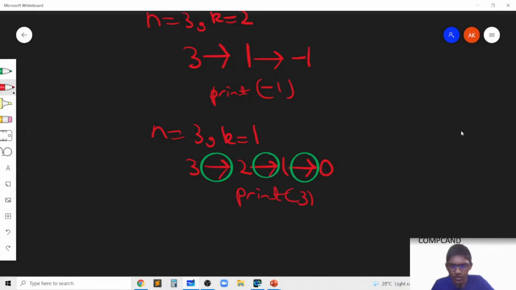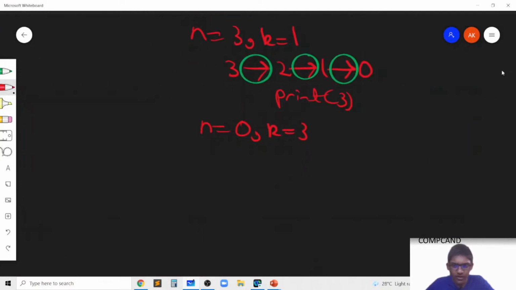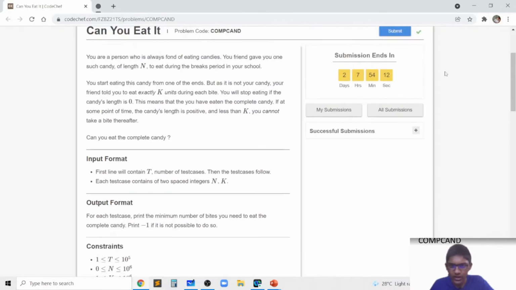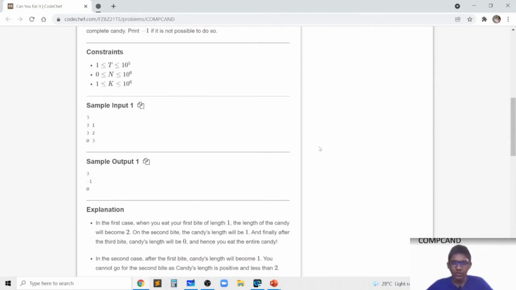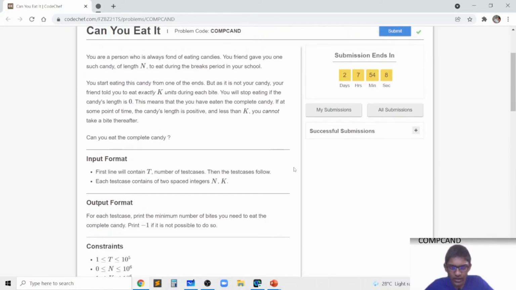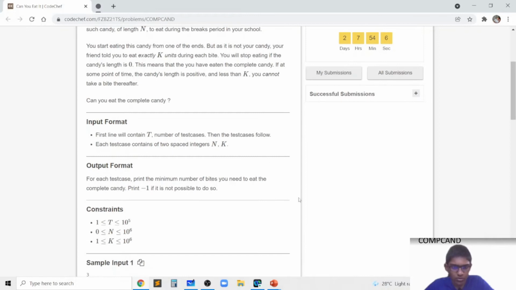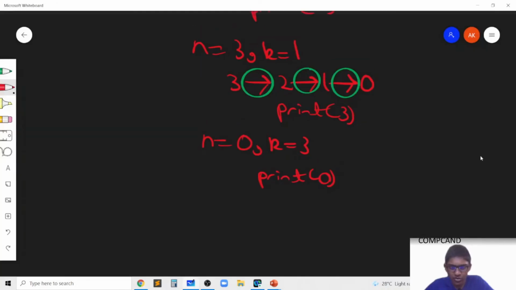And if we consider another example when n is 0 and k is 3, in this case we don't need to do anything because we already finished eating the candy. The candy is of length 0, so that's why we print 0. And now this is basically what the problem is asking us to do.